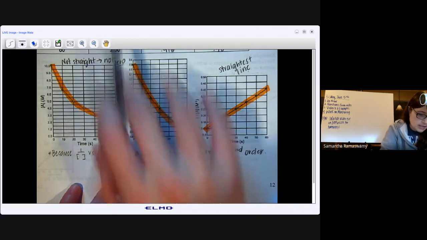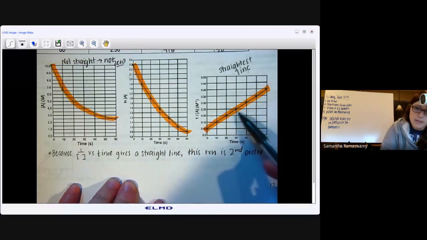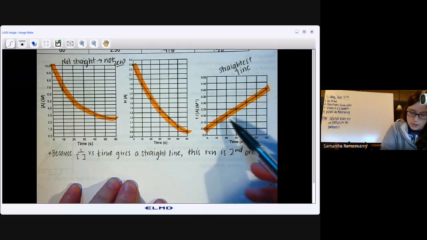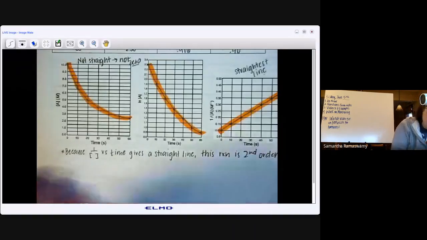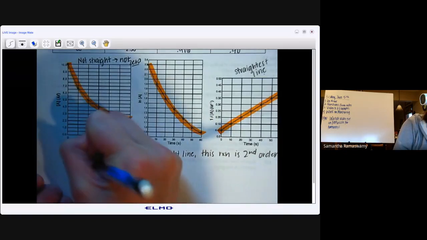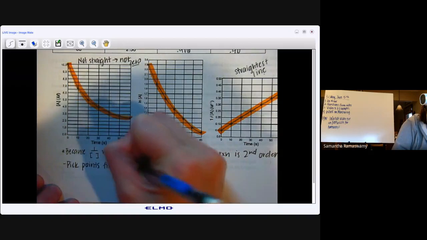Now it says, calculate the slope of the straight line that was generated and include units in your answer. So I am calculating the slope of my 1 over concentration graph. Right, so I want to pick points from the straight line.